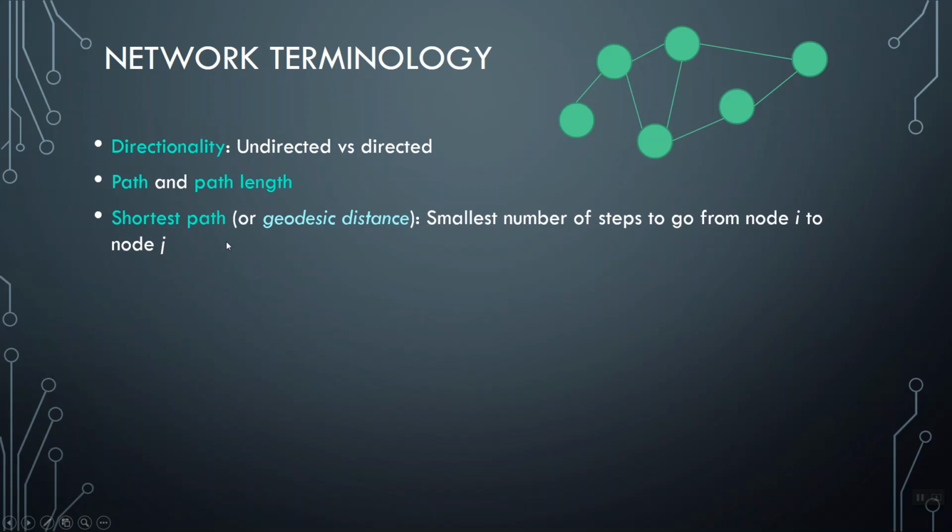The shortest path, as the name says, is the smallest number of steps or paths that you can spend to go from node I to node G. For example, this is node I and this is node G. So the shortest one we saw is 1, 2, 3. So the shortest path between this and this node is 3. Okay, that's also called geodesic distance. This has implications for diseases. So why do you think this is important?